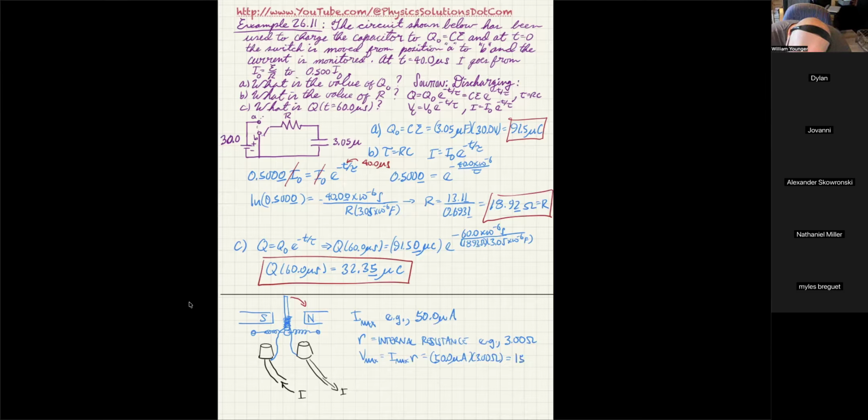So that's 150.0 microvolts. That's the normal information you're given. You're normally not given that Vmax. You're just given the internal resistance and the max current that it measures.